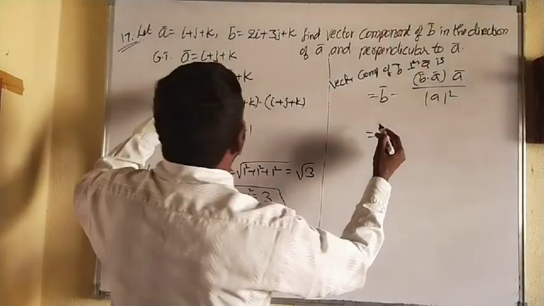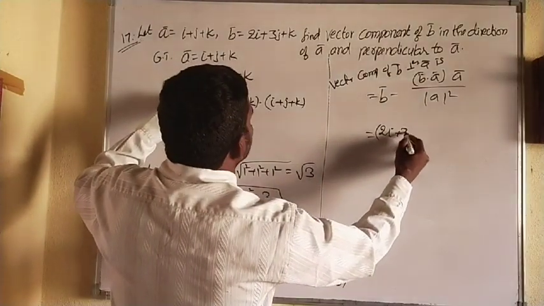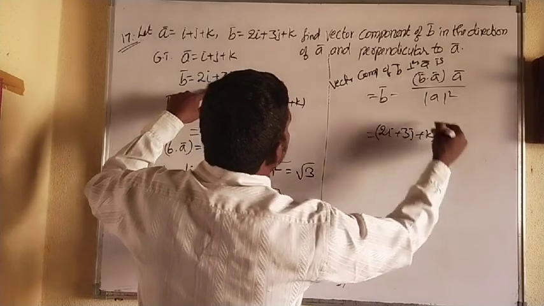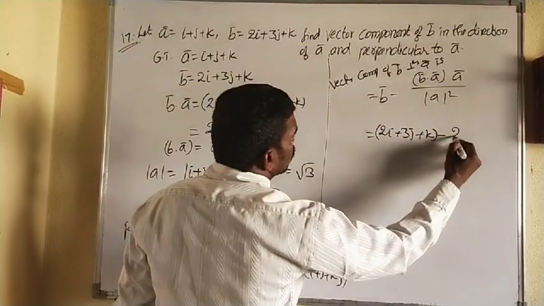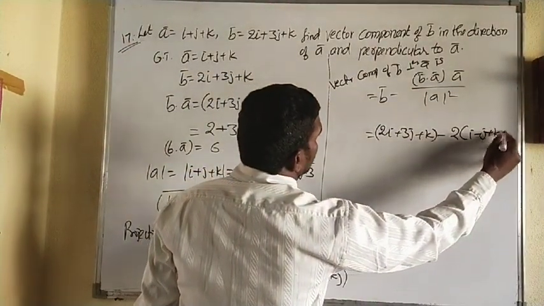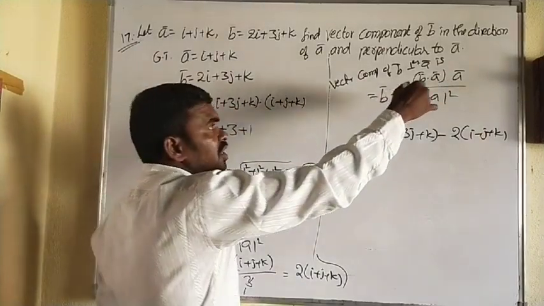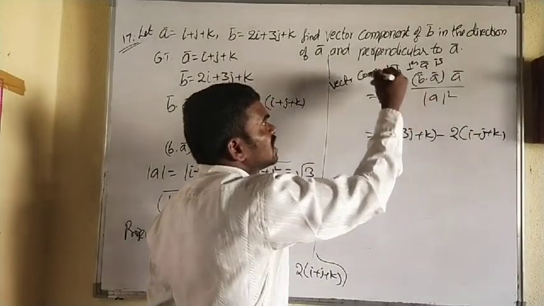B bar means 2i plus 3j plus k as it is, minus what is this? This is 2 into i plus j plus k. Actually this is the projection vector. If you subtract this projection vector from b bar, that is the vector component.